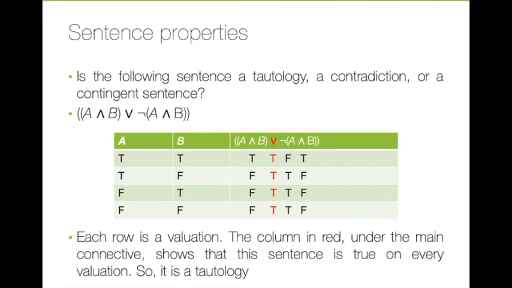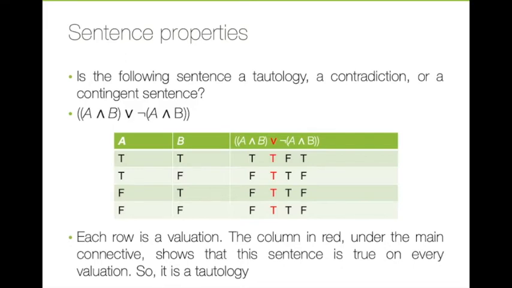So we can construct the truth table, and then we need to look at the truth value under the main connective, which gives us the truth value of the whole sentence. Here I've included the completed truth table for this sentence. Each row, again, is one of the valuations. We have to look at each valuation and determine if they're all true, all false, or some true and some false. So that corresponds with tautology, contradiction, and contingent sentence, respectively.